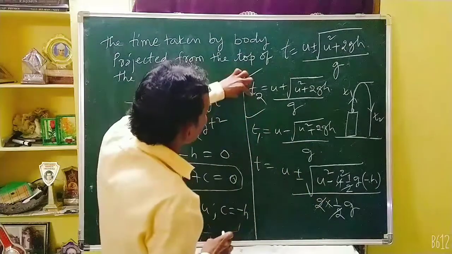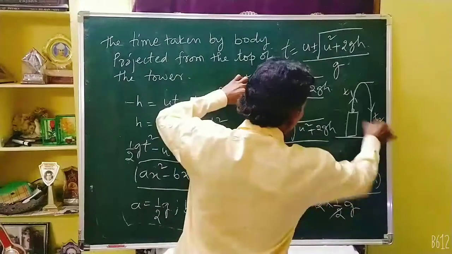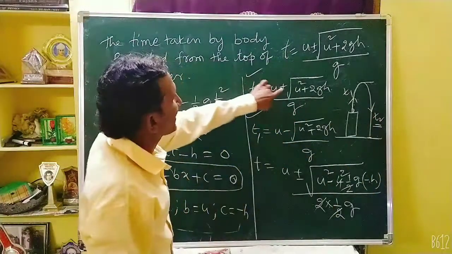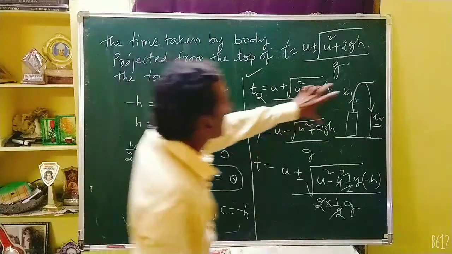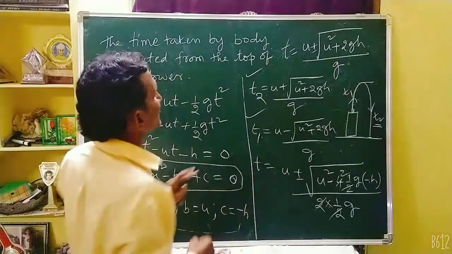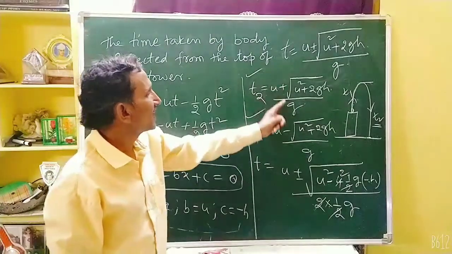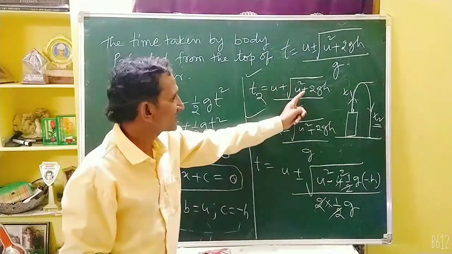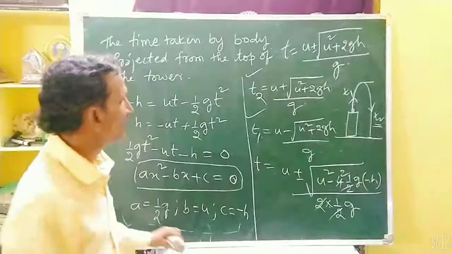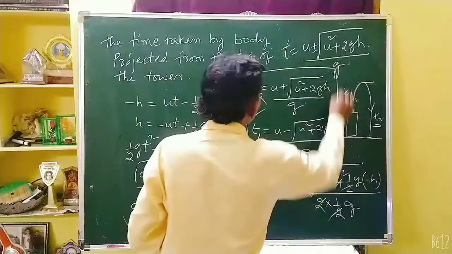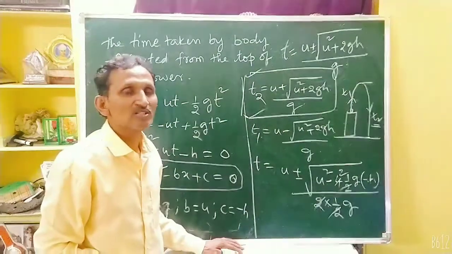So the longer length, the time interval to reach from the maximum height to the foot of the tower, is t2. So t2 is u plus, that is adding up, and t1 means a short interval of time. So in the calculations we take t2 greater than t1. So (u plus under root of u square plus 2gh) by g is the formula we consider. This is the formula we use to calculate the time taken by the body to reach the ground.